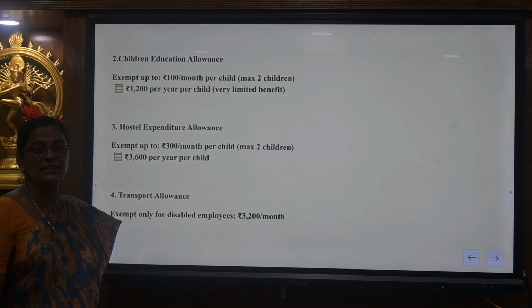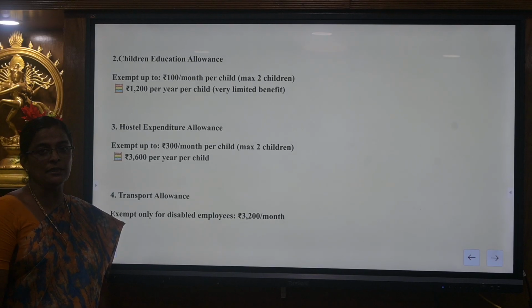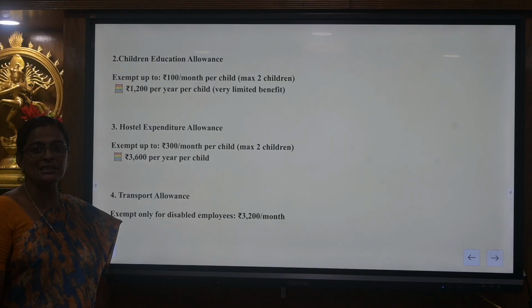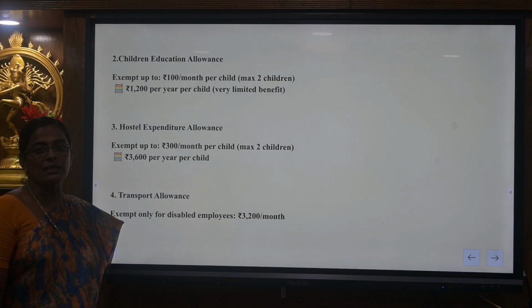In case of educational allowance, it is exempt up to 100 per month, maximum of 2 children. In case of hostel allowance, it is exempt up to 300 per month, maximum of 2 children. In case of transport allowance, it is available only for disabled people and the allowance will be 3,200 per month.